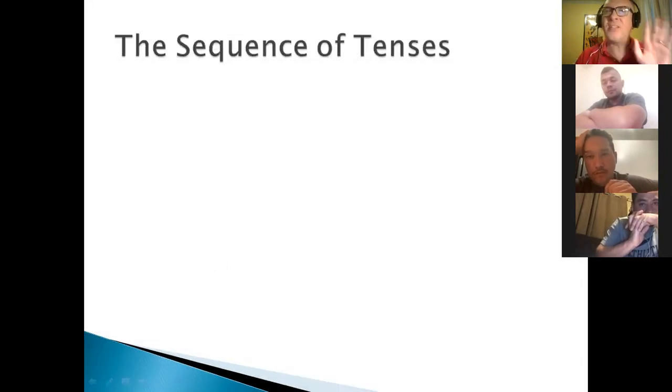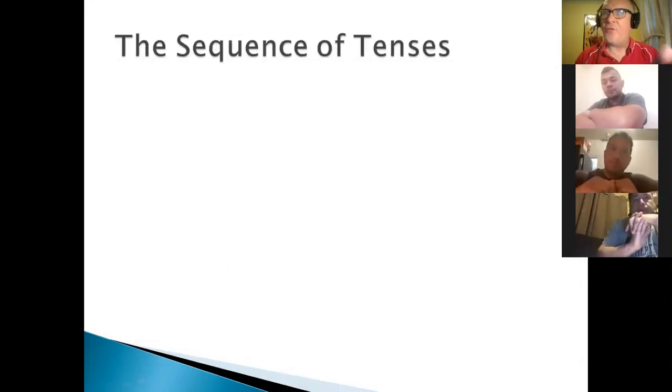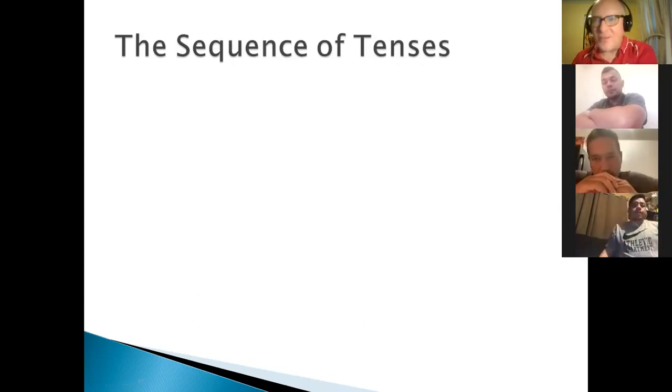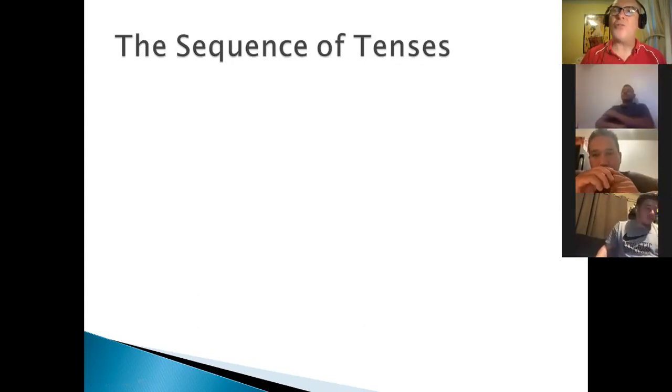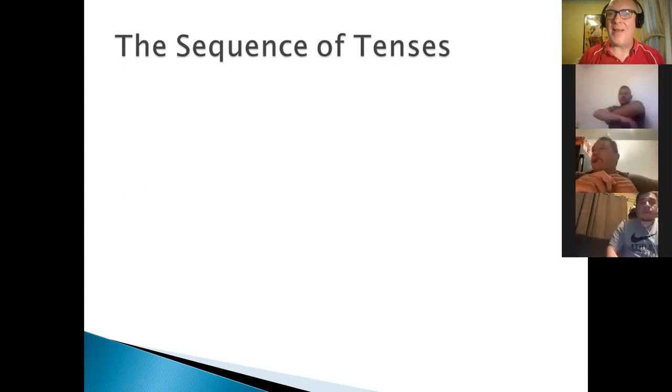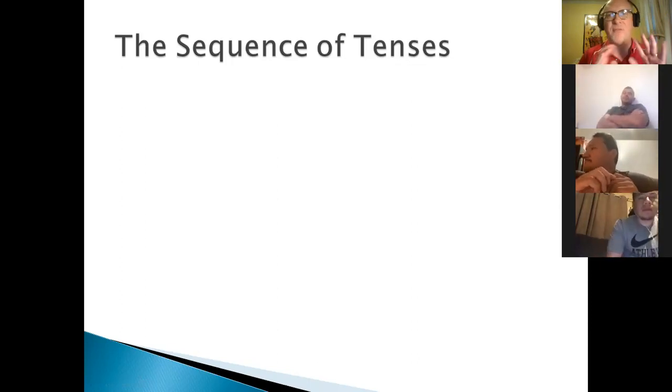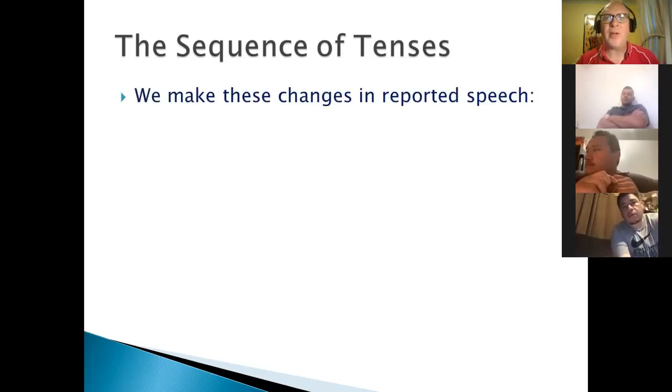This is what we call the sequence of tenses. First verb past, other verbs past. We always want to be consistent in past. If my first verb is past, everything needs to be past. And here are the forms that we're going to do.